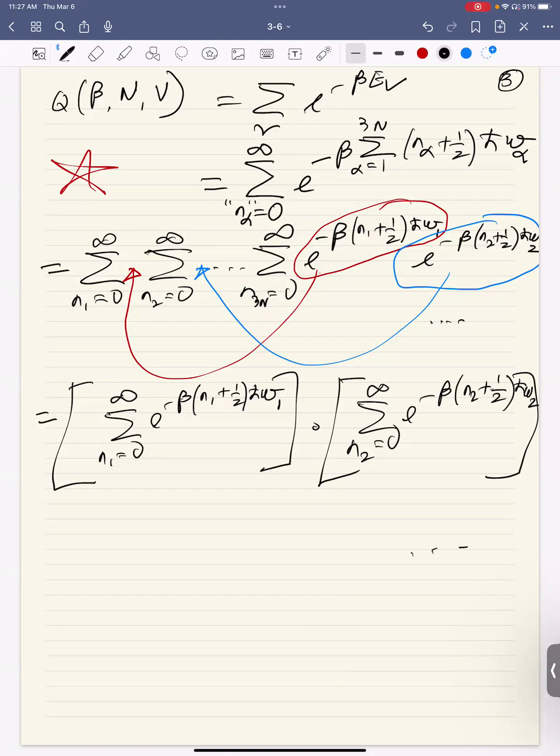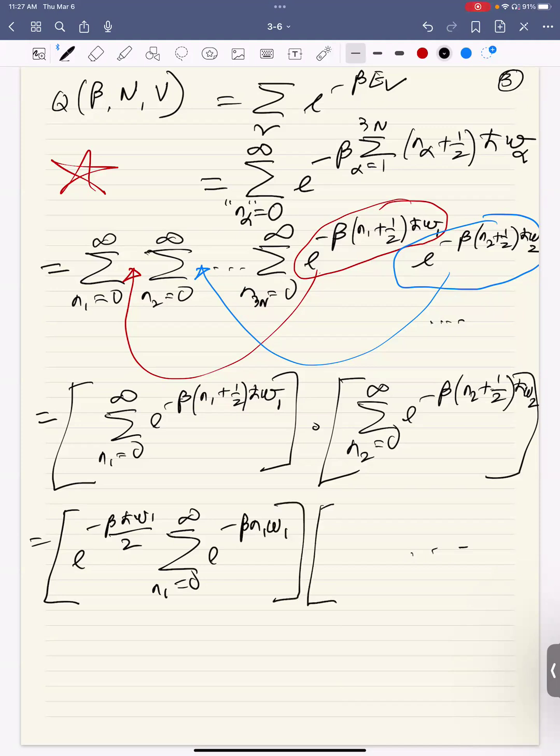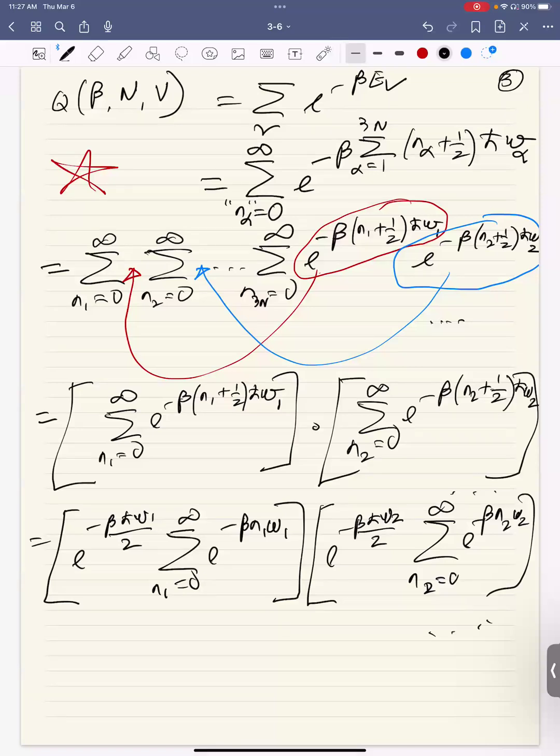You can take the minus beta h cut omega divided by 2 outside the summation. Okay. So this will become e to the power minus beta h cut omega 1 by 2 multiplied by the summation n1 equal to 0 to infinity of e to the power minus beta n1 h cut omega 1. Here you will have e to the power minus beta h cut omega 2 by 2 multiplied by the summation n2 equal to 0 to infinity of e to the power minus beta n2 h cut omega 2, and so on. And you have 3n such things multiplied with each other.